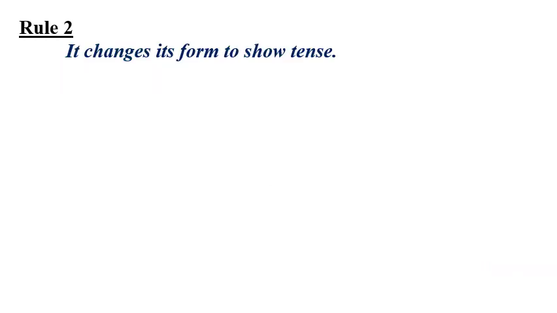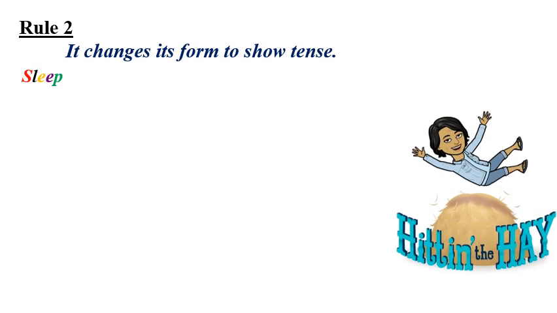Rule 2. A proper verb or a finite verb would change its form to show tense. Let me explain this with some examples. Sleep. Sleep is a verb. Look at the first sentence, "I slept well yesterday." The verb sleep has changed its form to slept to show that this sentence is in the simple past.